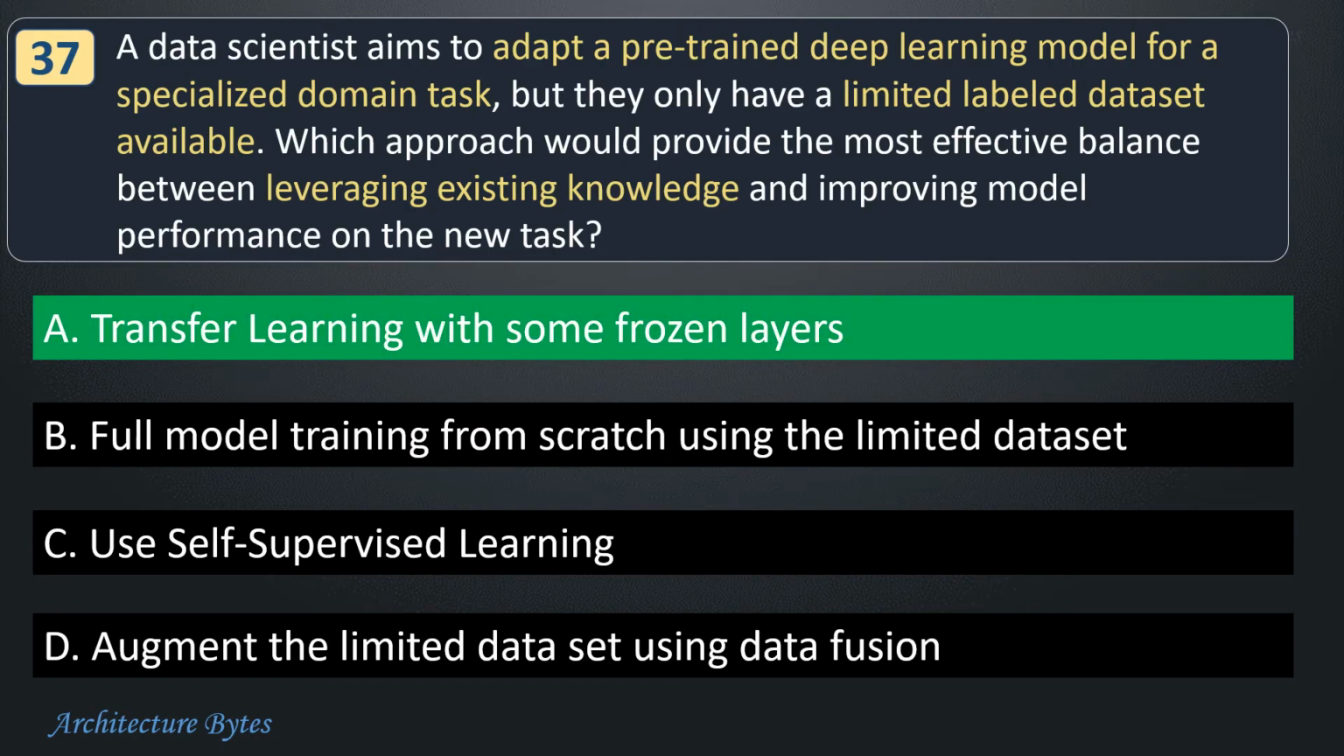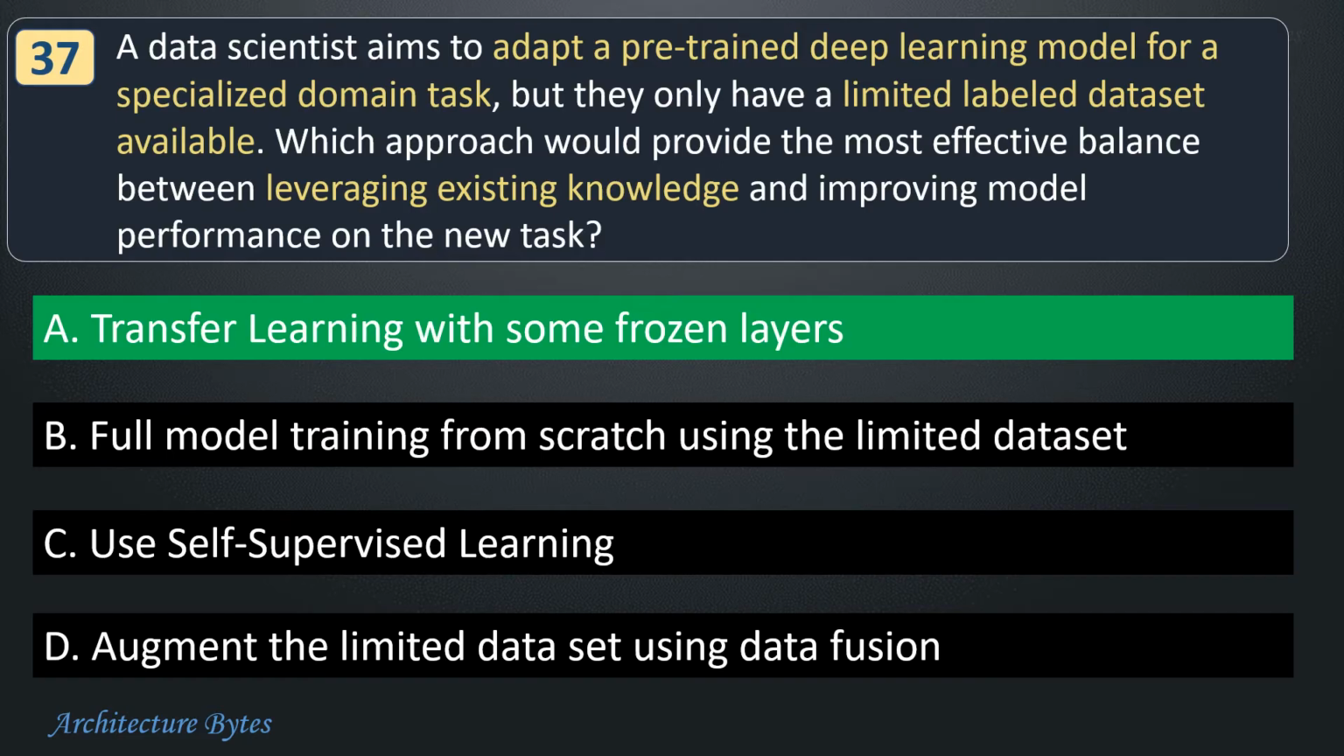Transfer learning with some frozen layers involves using a pre-trained model, freezing some layers and fine-tuning others. This approach leverages existing knowledge and reduces overfitting. Let's look at other options. Option B, full model training from scratch, means training a model solely on the limited dataset. This method is prone to overfitting and poor generalization.